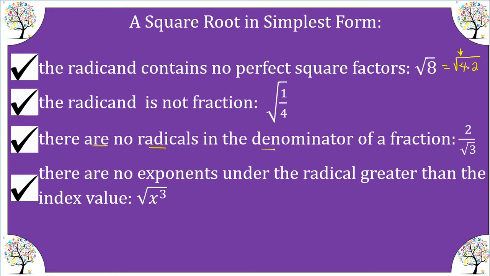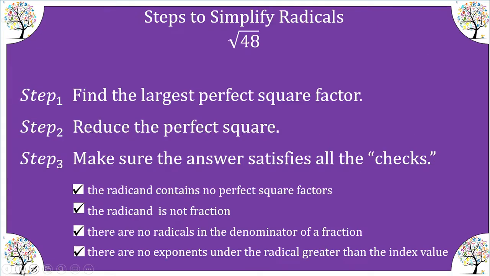You need to make sure you write this in your notes. You can never have a radicand in your denominator. That is just the same as having a 0 in the denominator. You can never leave a radicand in the denominator. The last check mark is there are no exponents under the radical greater than the index. So remember, my understood index here is a 2, and if this exponent is larger than the 2, I know I have not simplified it. And again, we're about to learn how to simplify these.